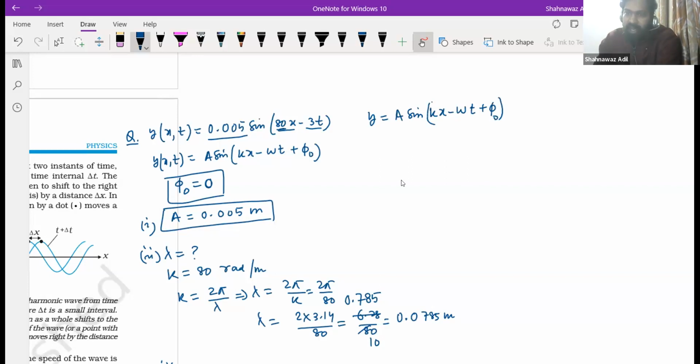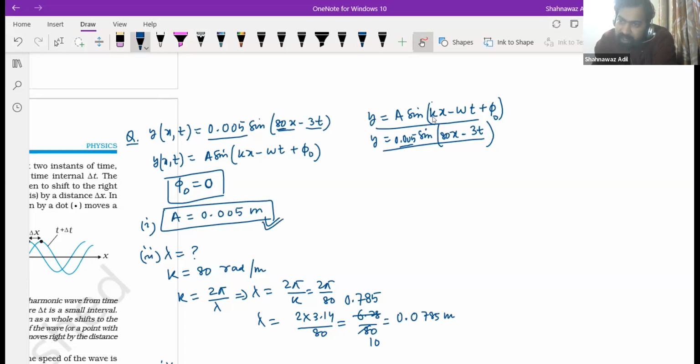Yes, sir. And they have given y as 0.005 sine of 80x minus 3t. So when you compare, besides sine, what is there? A. So A would be how much? 0.005. Yes, so that is why A is 0.005.